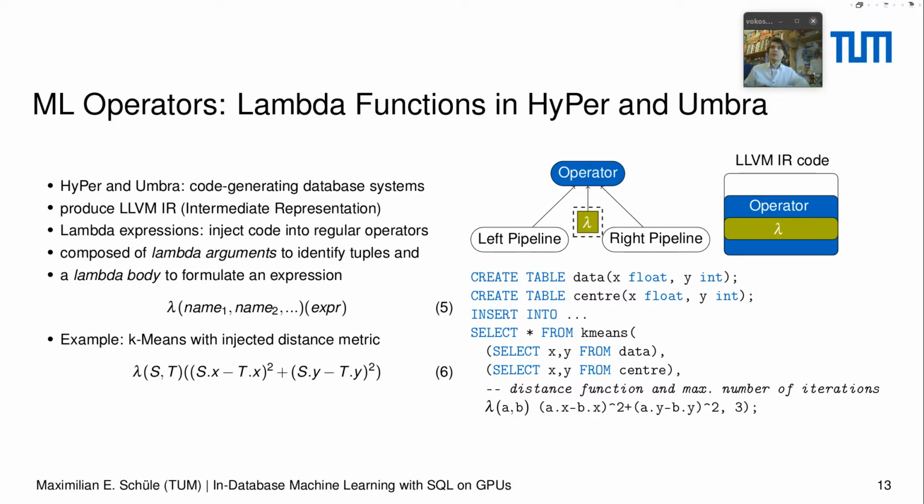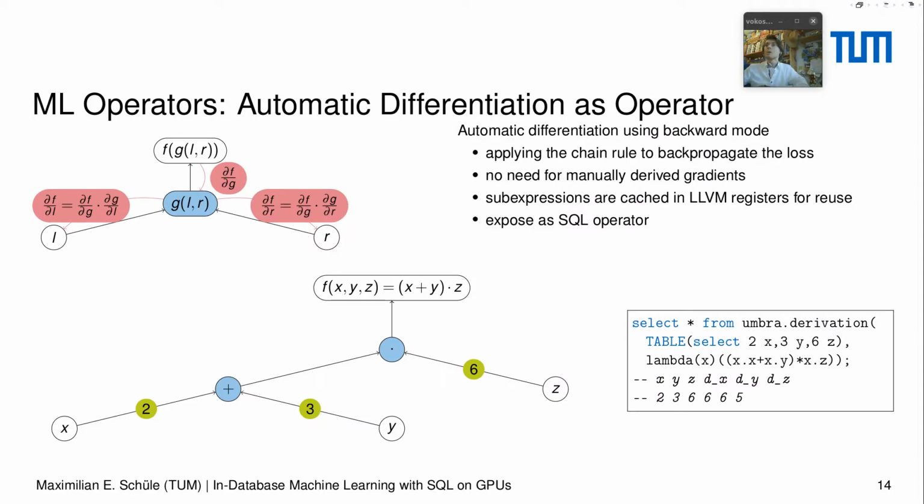Okay, so these lambda functions are now used for automatic differentiation. So what is automatic differentiation? Automatic differentiation using backward mode means applying the chain rule top-down to backpropagate the loss. This has the advantage that there is no need for manually deriving gradients. And in our implementation, we can cache sub-expressions in LLVM registers for reuse. So this is a function composed of another function with 2 inputs. And how does backpropagation work? First, a value is backpropagated, and then by applying the chain rule, we can backpropagate the loss. And this will be exposed as an SQL operator inside Umbra to enable automatic differentiation within SQL functions.